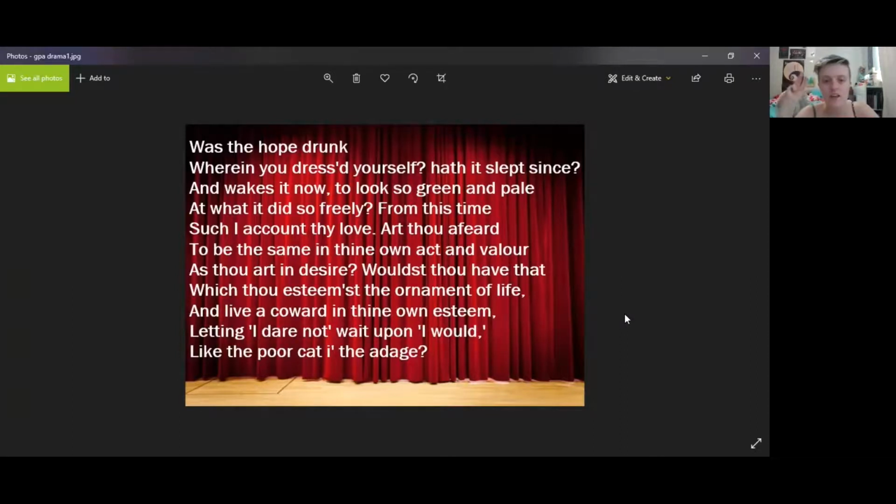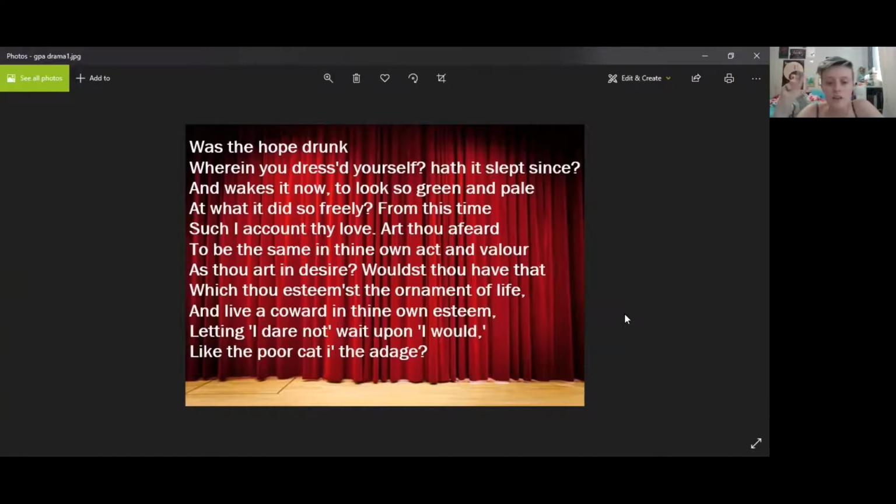As thou art in desire, wouldst thou have that? 11 again. But if we pay attention here, desire, or is it desire? So we can use what's called a triphthong, a 3-vowel sound, as the last bit of desire to make it only 2 syllables, bringing us to the correct 10-syllable count for this line. So we're not saying desire, we're saying desire. 2 syllables.